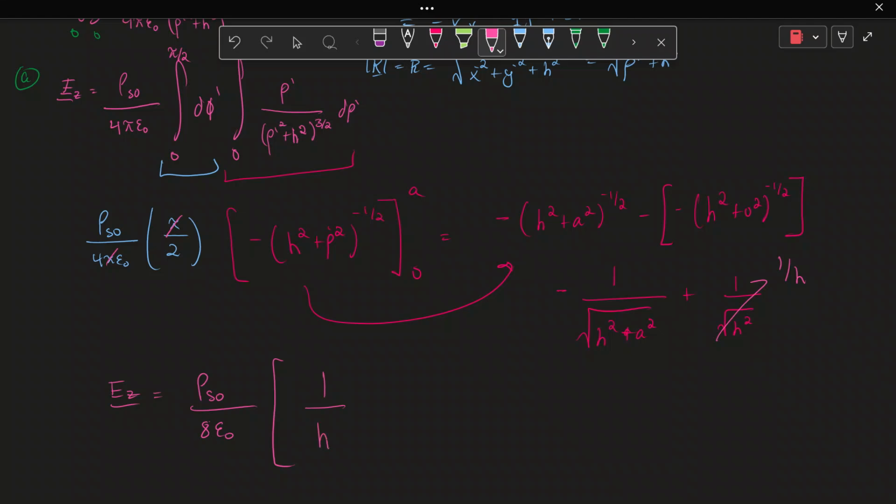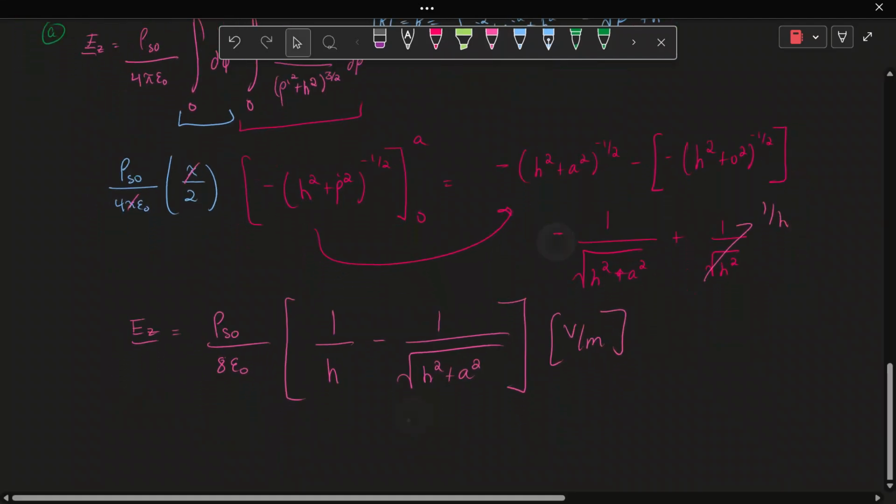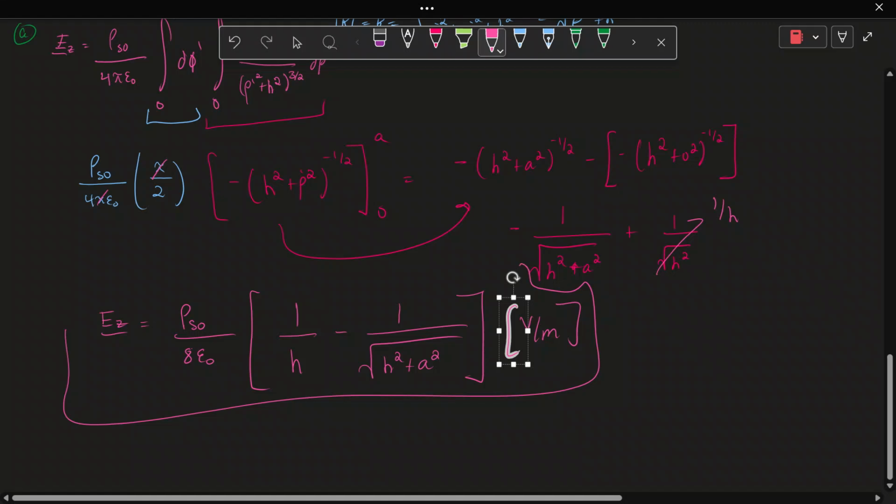Yeah, 1 over h in front, I think, right? Divided by the square root of h squared plus a squared. And that is volts per meter for the z component. That is our answer. I hope this is right.